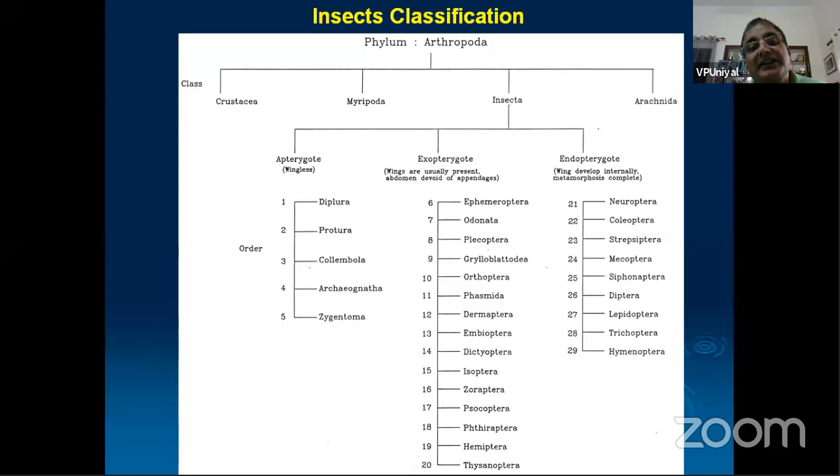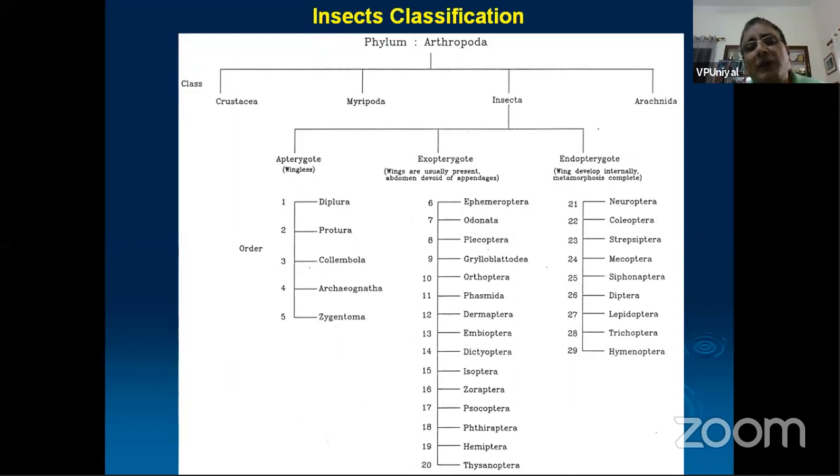Then Insecta is again divided into three subclasses: Apterygota, wingless insects; Exopterygota and Endopterygota, where wings are usually present and the wing develops externally or internally. Within these three subclasses, there are 29 to 30 different orders.